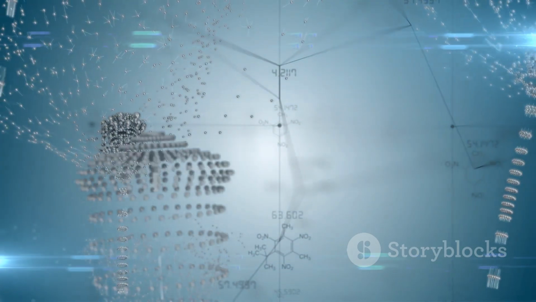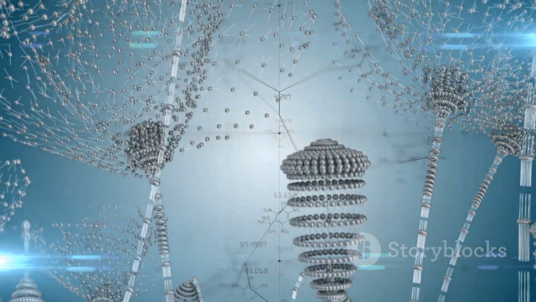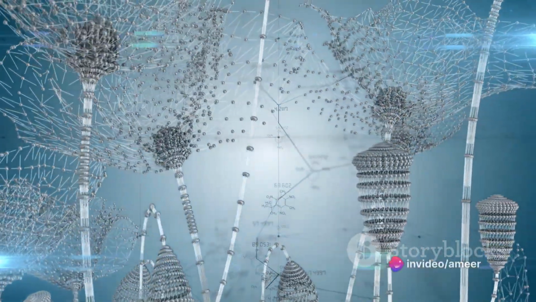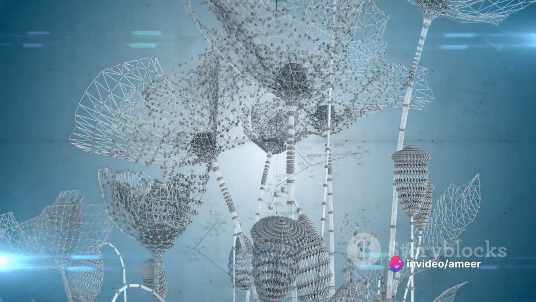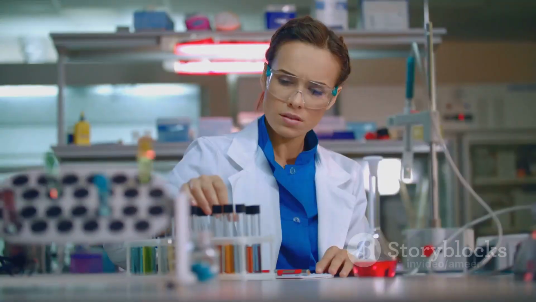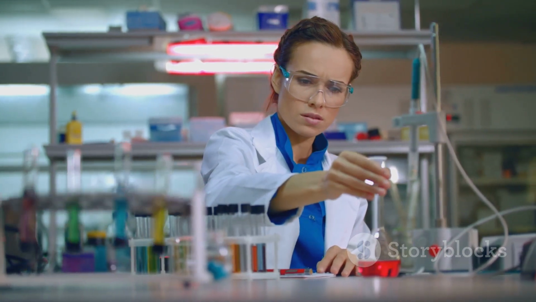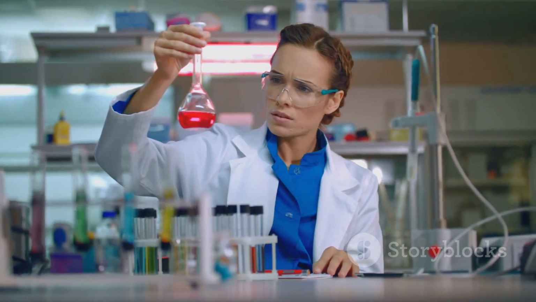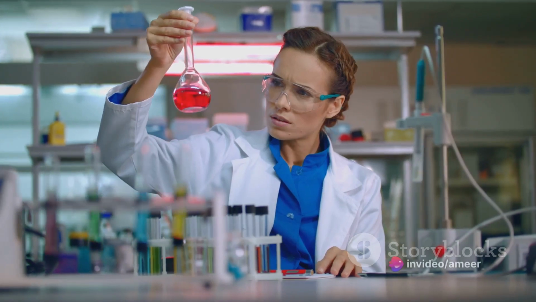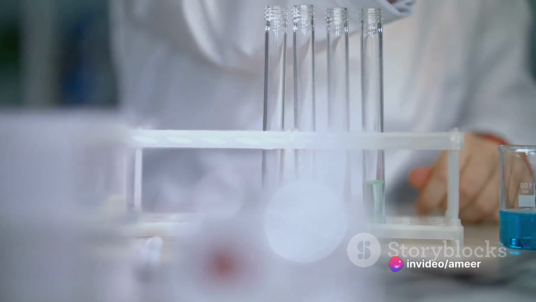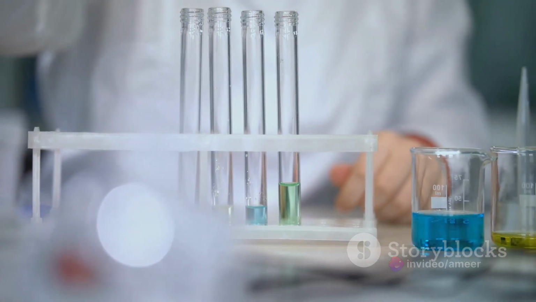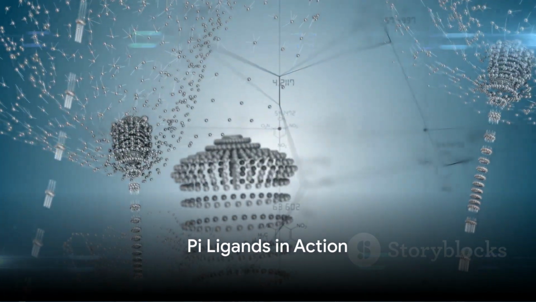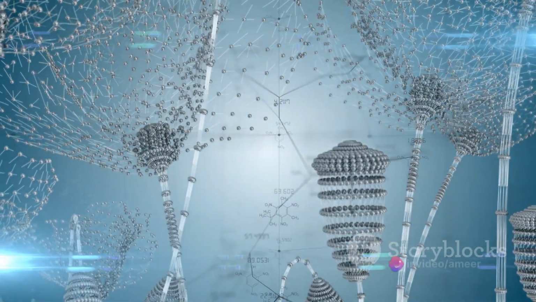So, you might be wondering, where do we find these pi ligands? Well, they're more common than you might think. They're found in many organic compounds, including alkanes, alkynes, and even aromatic compounds like benzene. With this knowledge of pi ligands, we're ready to explore their role in chemical reactions. Remember, in the world of chemistry, it's not just about the strength of the bond, but also about the ability to form connections. And in this game, pi ligands are the star players. Pi ligands are not just theoretical constructs, they play a crucial role in many chemical reactions.